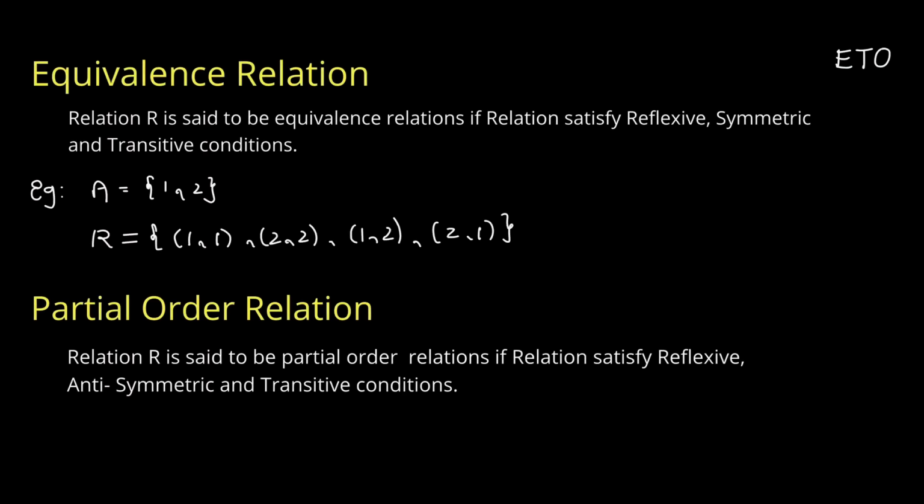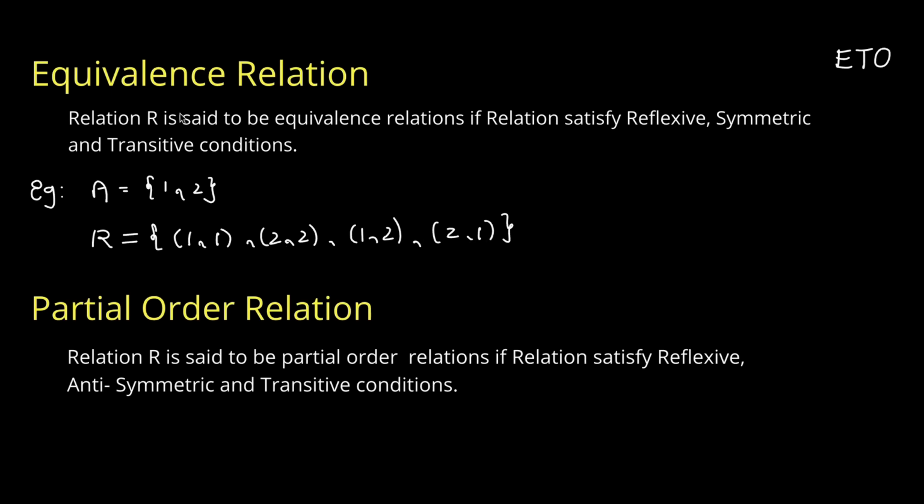Equivalence relation. Relation R is said to be equivalence relation if relation satisfies reflexive, symmetric and transitive conditions. Let us take an example to understand equivalence relation. Relation R contains ordered pairs (1,1), (2,2), (1,2) and (2,1). This relation satisfies reflexive condition because it contains (1,1) and (2,2). This relation also satisfies symmetric condition because it contains the inverse of (1,2) that is (2,1).